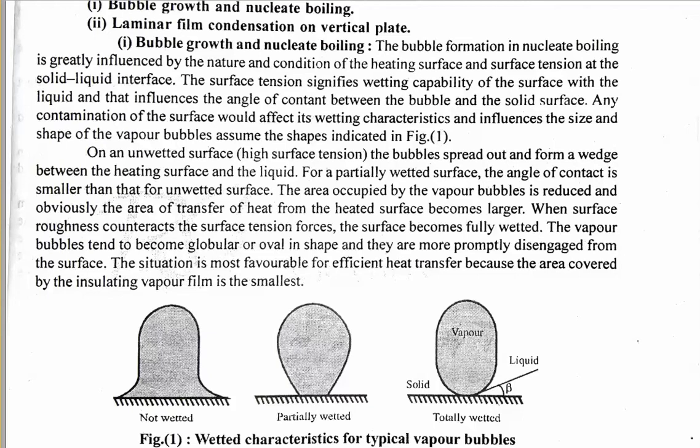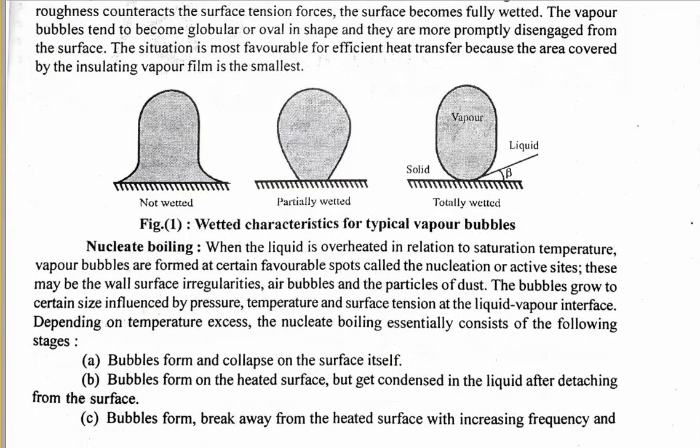The three types of figure, non-wetted, partially wetted and totally wetted, make some angle with the surface. For the totally wetted surface the contact area is less, and the angle of contact for the non-wetted region is greater. Next we have nucleate boiling.